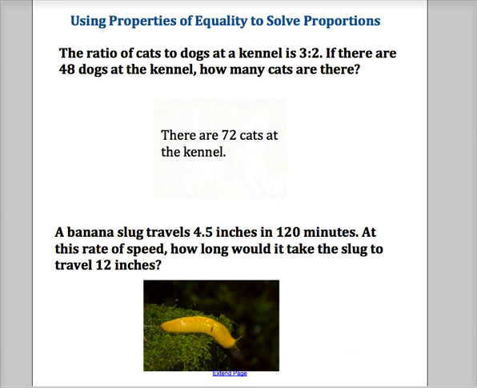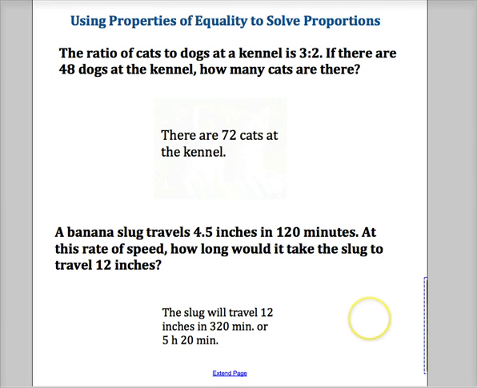A banana slug travels 4.5 inches in 120 minutes. At this rate of speed, how long would it take the slug to travel 12 inches? So make sure we're setting up the correct proportion. 4.5 inches and 120 minutes. I want to make sure my inches are in conjunction with my inches. So 4.5 inches has to somehow be with the other one. And yes, the slug travels 12 inches in 320 minutes or 5 hours, 20 minutes. It's a really slow slug.